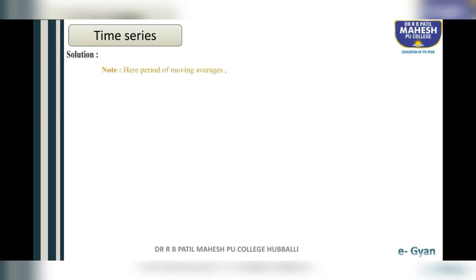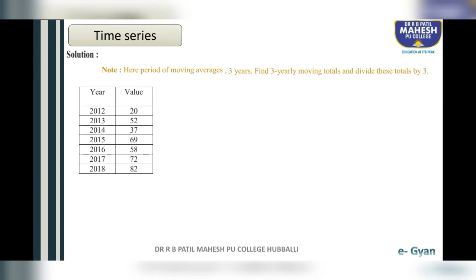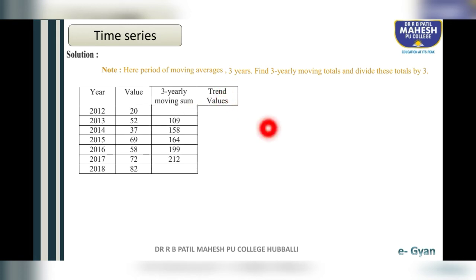Let's see how to solve this. Note here, the period of moving averages is 3 years. So find 3 yearly moving totals and divide these totals by 3. Students, year and value are given. For an odd number, after year and value, in the third column we have to find the 3 yearly moving sum. The last column is the trend value. So we'll see how to find the 3 yearly moving sum.